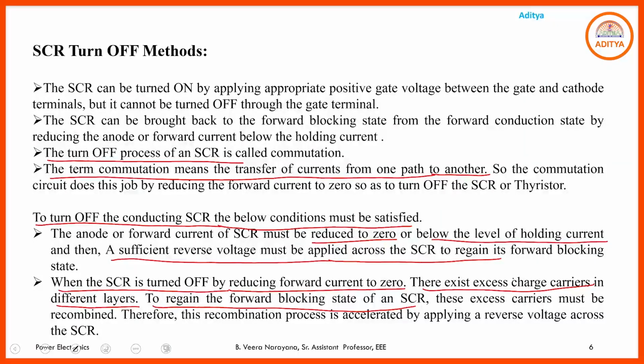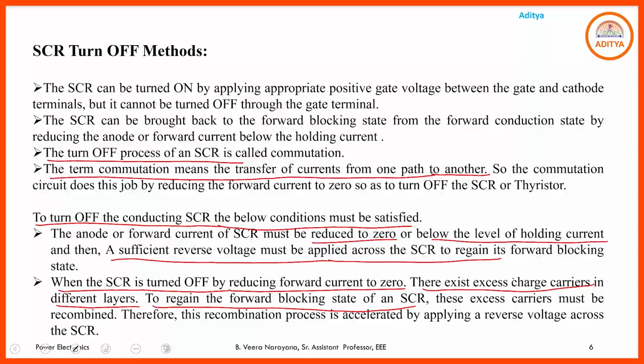If you don't provide the reverse voltage across the SCR, then there is free movement of the excess charge carriers present in all the junctions. There may be a chance of commutation failure, and again the SCR is continuously in the on state. So you must ensure that if you want the SCR to be continuously in the off state, we fulfill the two conditions.